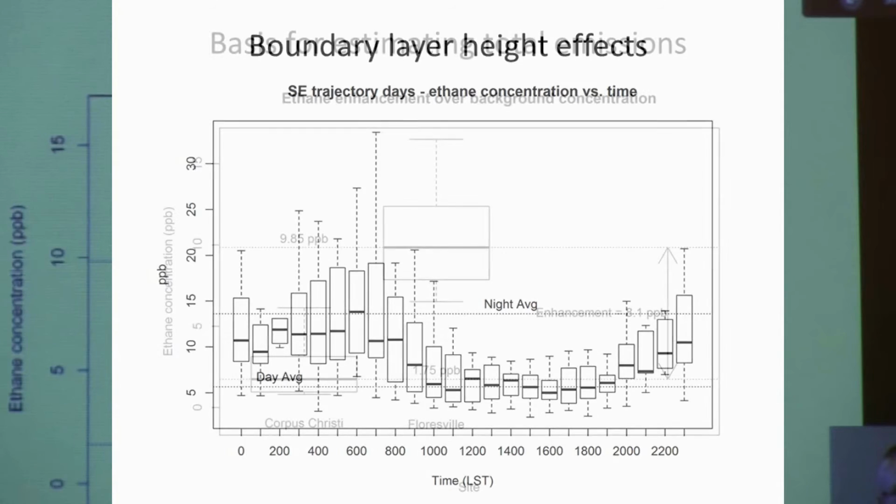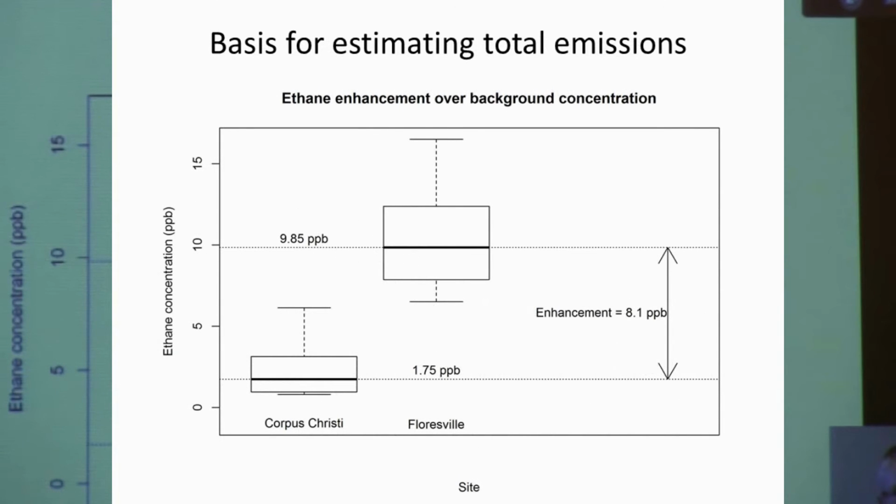Thank you. So what we can do next is we estimated what we call the ethane enhancement at Floresville compared to the coast. So what you see here is typical background values of air blowing into Corpus Christi and typical values for the same time period measured in Floresville. And these are 24-hour averages here, and they give you an enhancement of 8.1 ppb for ethane.